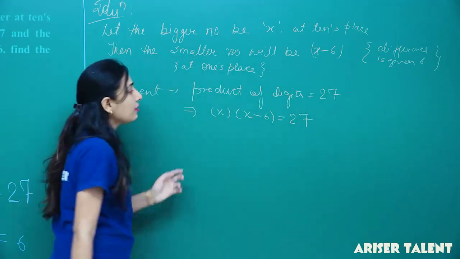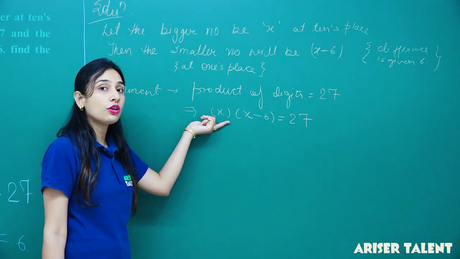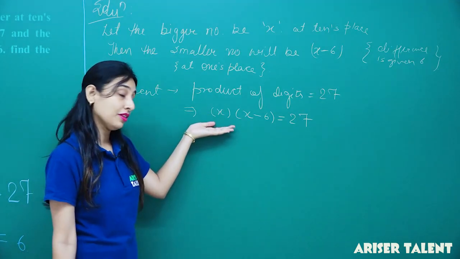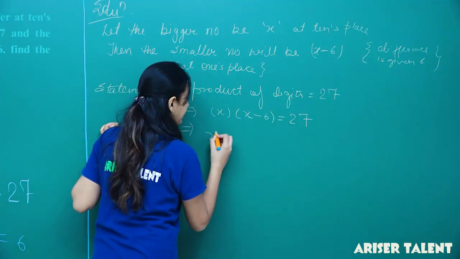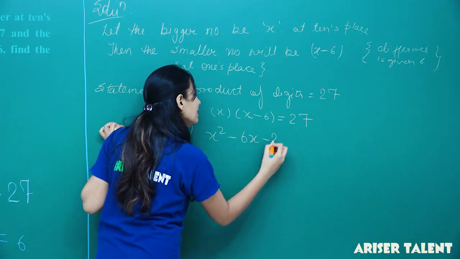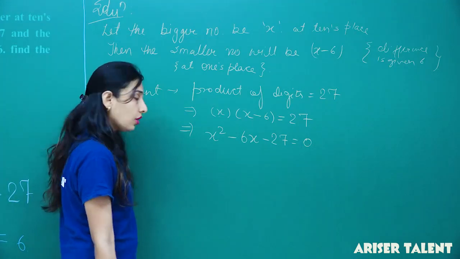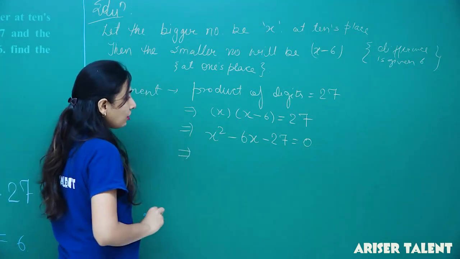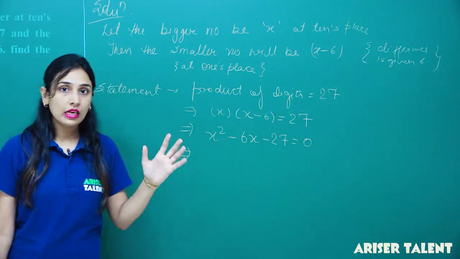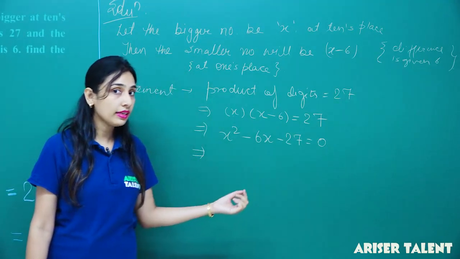multiplied equal 27. Now students, you have this equation, you just have to convert it into a quadratic equation and you are here with your answer, right? So solve this: x square minus 6x minus 27 equals 0. Now again solving it. 27 multiplied by 1 is 27. 27's factors are 9 and 3. 9 threes are 27.